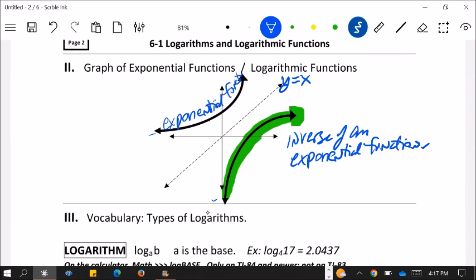As the exponent goes up, the number goes up. So this would be like 2 to the first power, to the second, to the third, to the fourth, to the fifth, to the sixth. And it just goes up way fast when you start putting larger exponents.